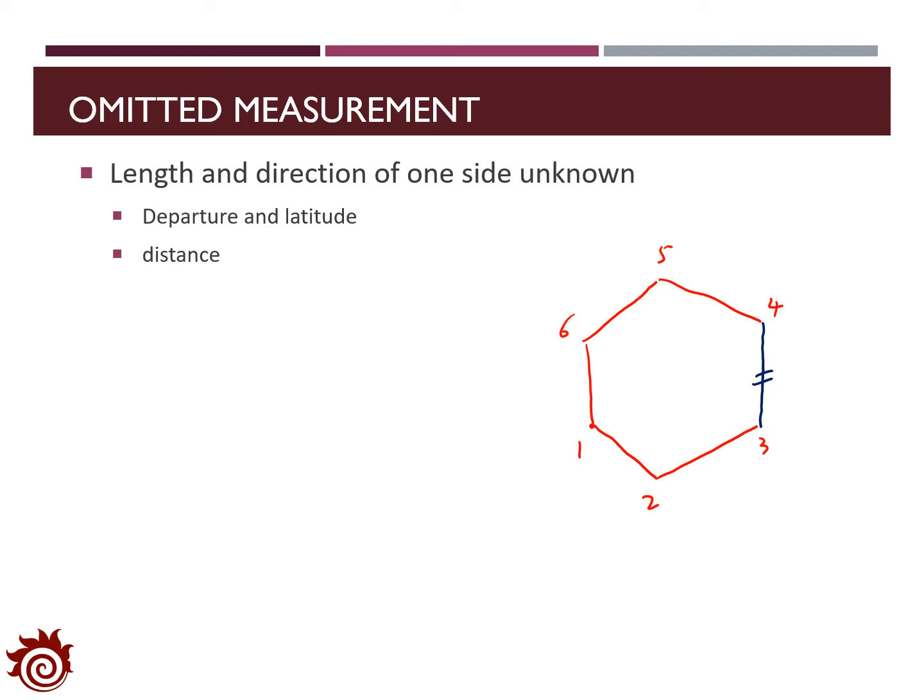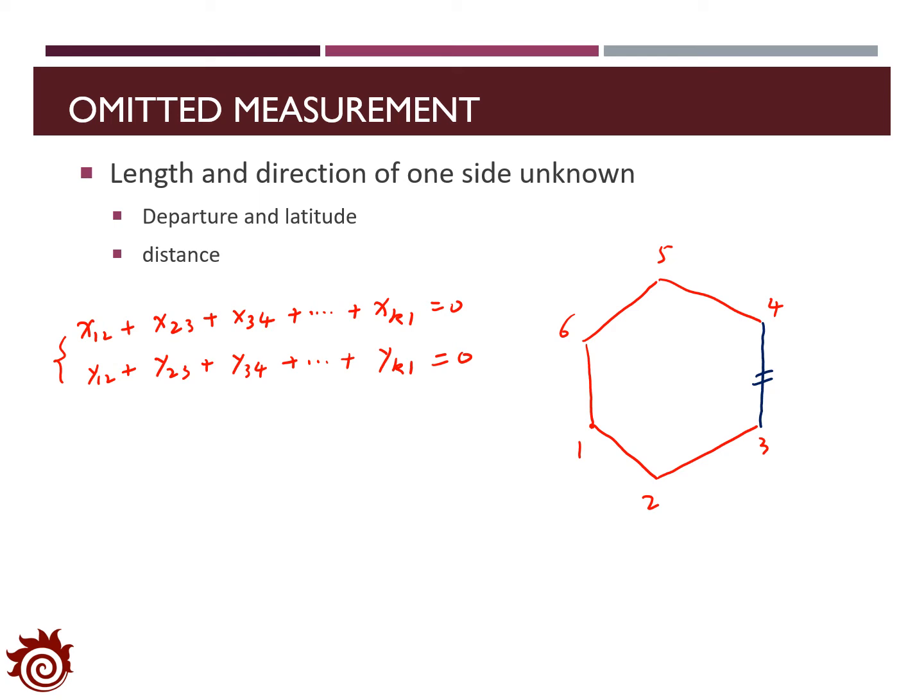Actually, based on the property of the closed loop traverse, we can know that the summation of the departure for all the segments will be 0, and it's also applied for the latitude. That is x12 plus x23 plus x34 until xk1 equal to 0, and for latitude we have y12 plus y23 plus y34 until yk1 equal to 0.